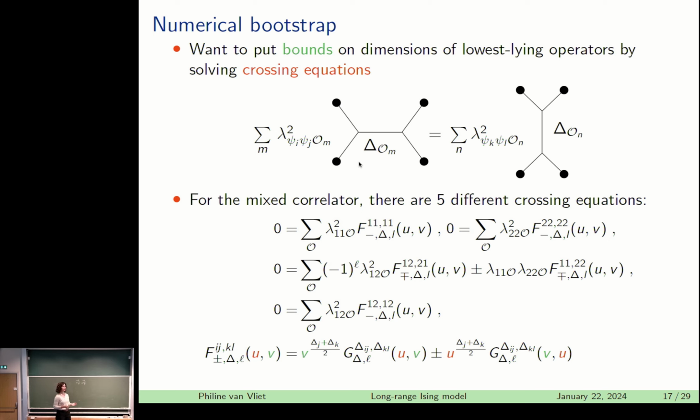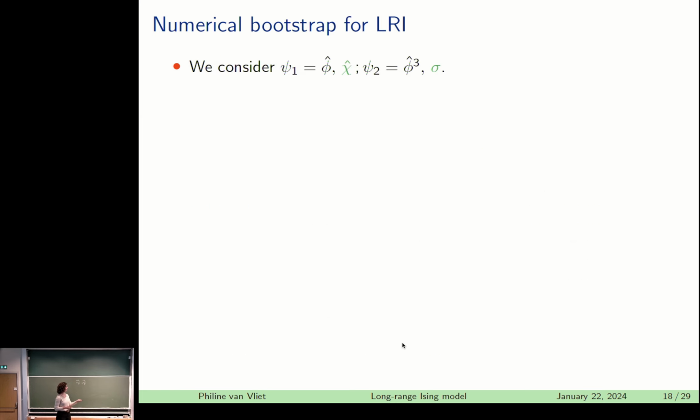So for this setup that we chose, and indeed we could have expanded this, but in our case we only took the pair of 2 operators, then you would get 5 different crossing equations that are given here. These functions f are some combination of the conformal blocks that we had defined before. So this is the setup that we will use to input in our numerics. And if we would do this, then we would not give it any information about the long-range Ising at all. So we want to input something more that we have learned on the way.